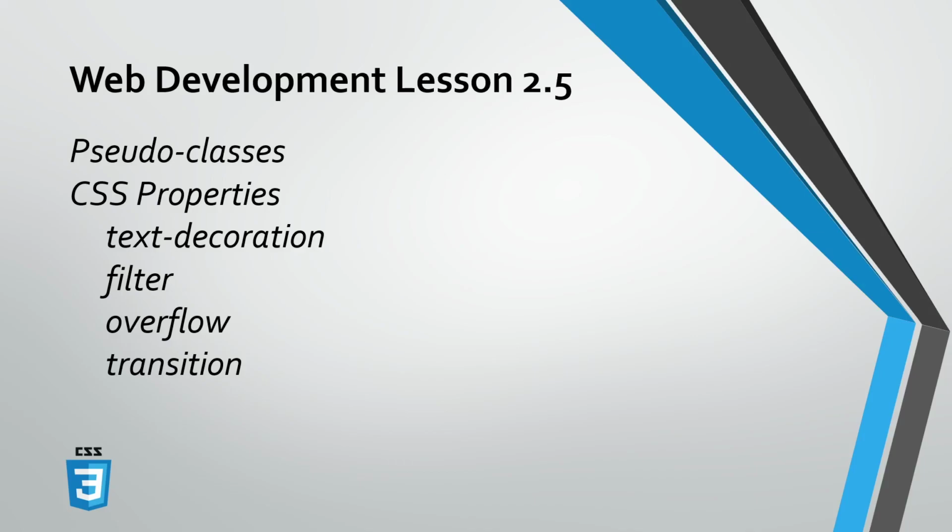In this lesson, we're going to cover pseudo-classes, which is another layer you can add to your selectors to more precisely target elements on your web page. In addition to pseudo-classes, we're going to cover these four CSS properties because they're unique and they offer some capabilities that can work well with pseudo-classes. So let's get to it.